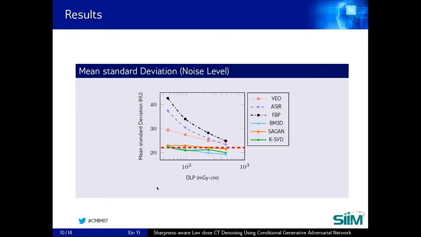On this slide, I'm showing you the mean standard deviation of 42 hand-selected homogeneous regions. With the lower value, the better. The red horizontal dashed line shows the noise level of the conventional full-dose CT. You can see that the SAGAN result, as denoted by the orange line, is very close to the reference line, because SAGAN has learned the noise statistics of the conventional full-dose CT. BM3D and KSVD here achieve the lowest value, only because they have smoothed out the image surface details.